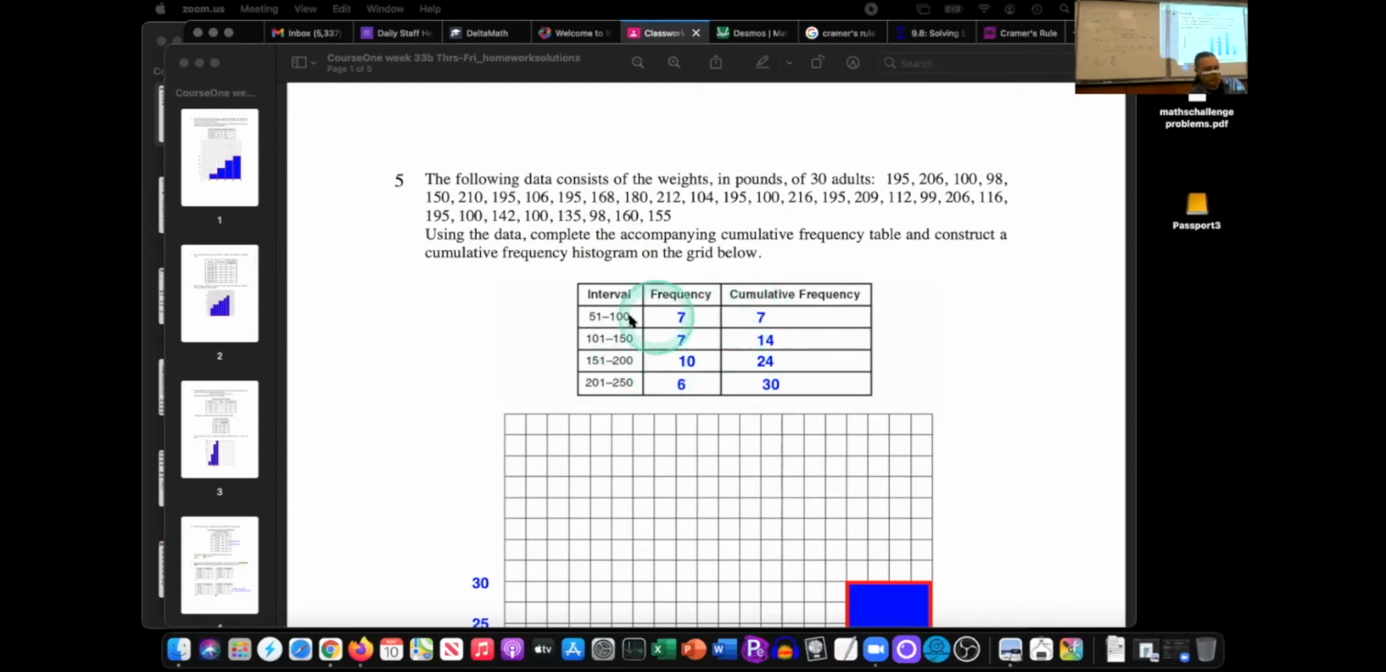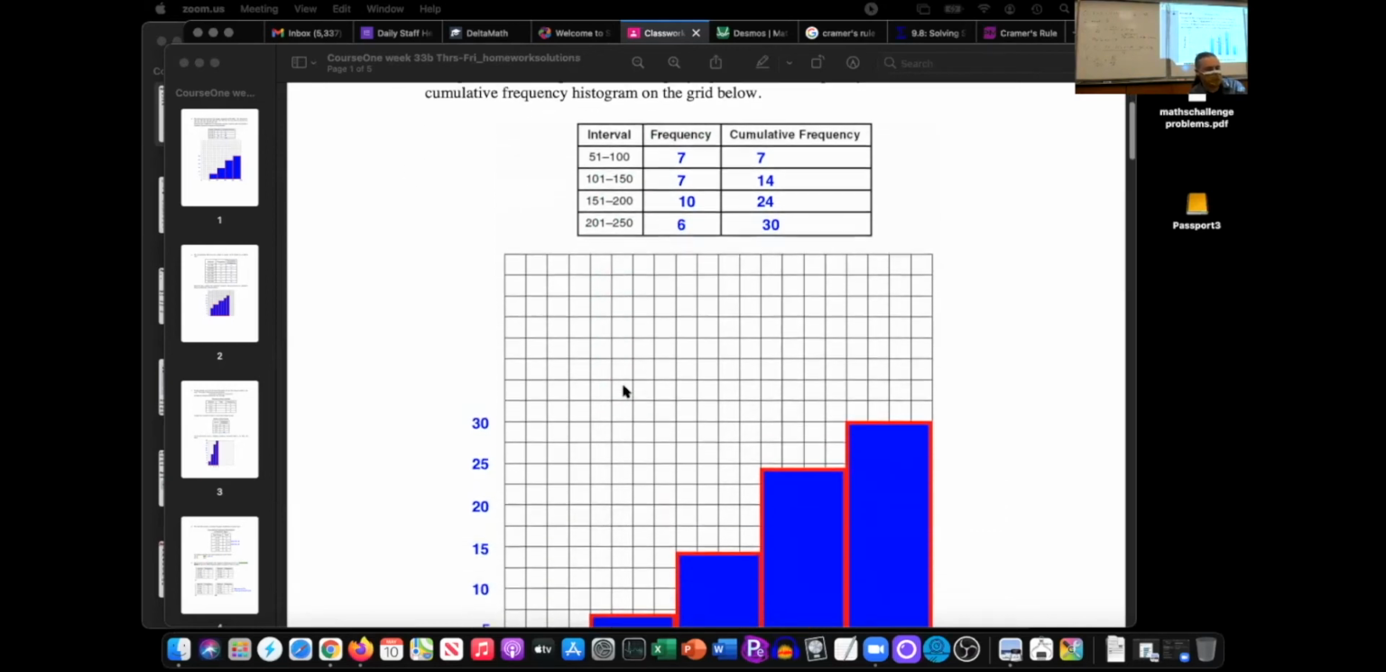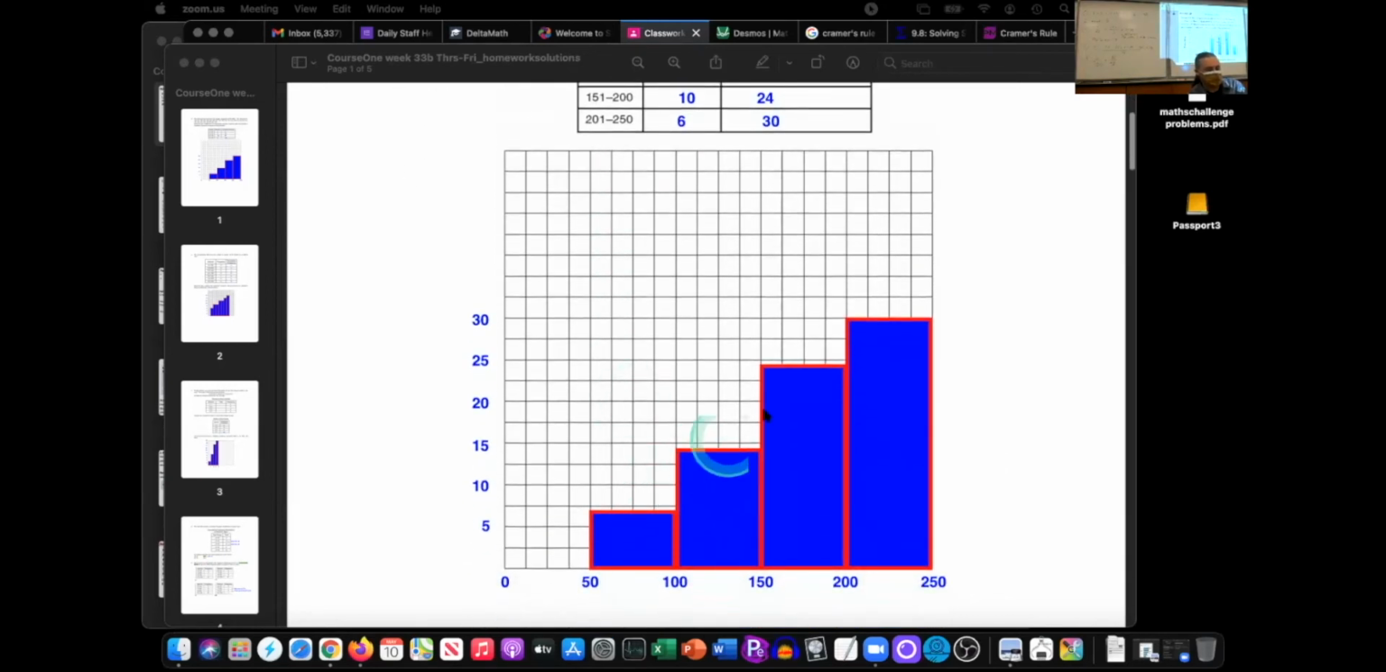And so less than or equal to 100, there's 7 numbers. Less than or equal to 150, notice now we're adding 7 plus 7. Less than or equal to 200, now we add the 10. So 24 numbers are less than or equal to 200, which would be the sum of 7, 7, 10. And then less than or equal to 250, now you add 6. So if you sum all these 4 frequencies, you would get 30, which is how many numbers are less than or equal to 250. And when you do the height of the bars based upon the cumulative frequency, this is going to look like a staircase.